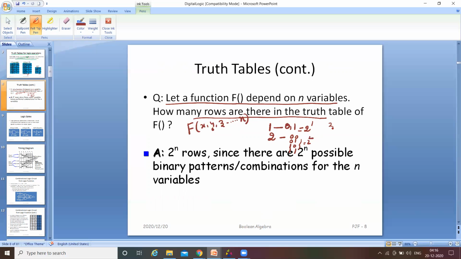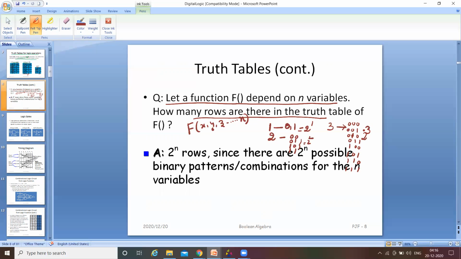Similarly, if three variables A, B, C are there, then how many possible combinations? 000, 001, 010, 011, 100, 101, 110, 111. See, 1 2 3 4 5 6 7 8. So 8 means 2 power 3.